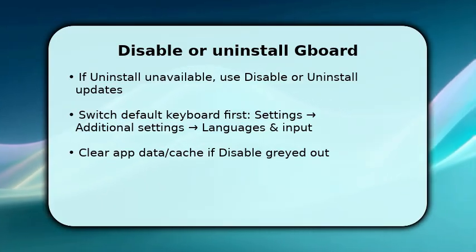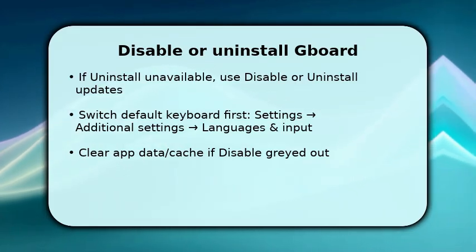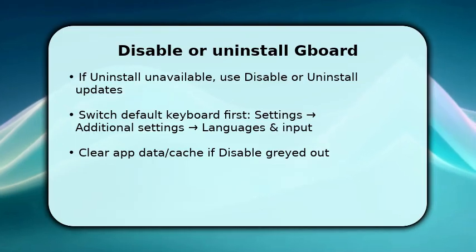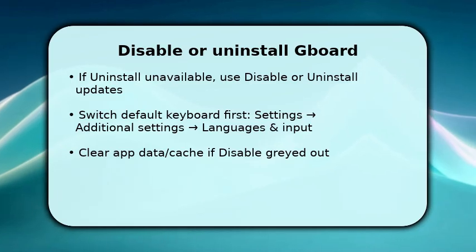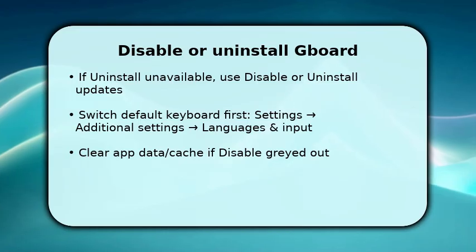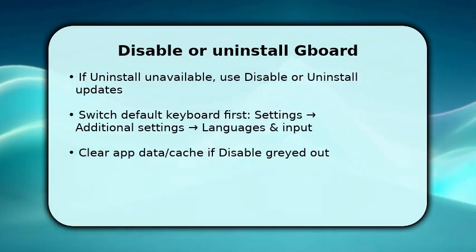Once switched, return to the Gboard app page and tap Uninstall. If MIUI prevents full uninstall, tap Uninstall Updates, then disable to remove functionality. If options are grayed out, clear app data and cache, then reboot and try again. This forces system changes to apply and often reveals the uninstall control you need.